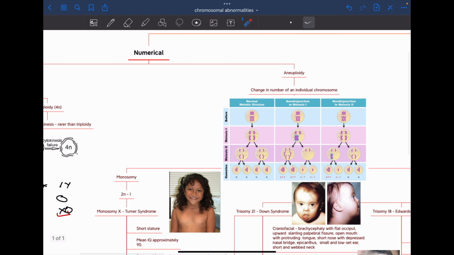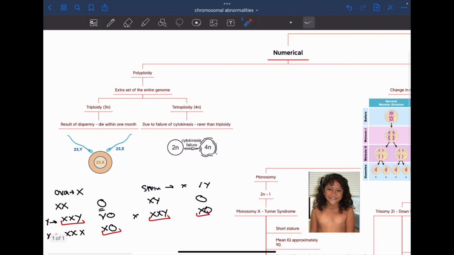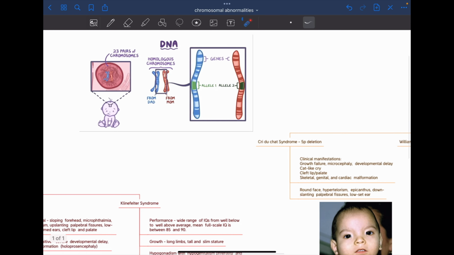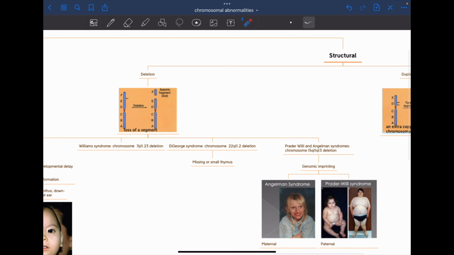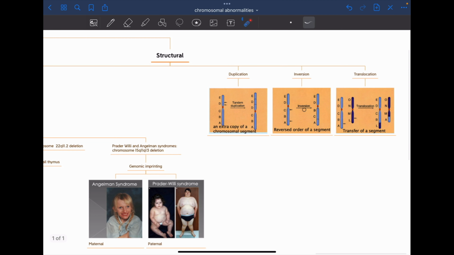So this covers all of the chromosomal abnormalities if we're looking at the numerical aspect. And most of the examples or all of the examples that we covered were related to aneuploidy, and we also spoke about polyploidy, triploidy, and tetraploidy. Now, looking at the other aspect of chromosomal abnormalities, it's structural. And with structural, you can have deletion, you can have duplication, inversion, and translocation.